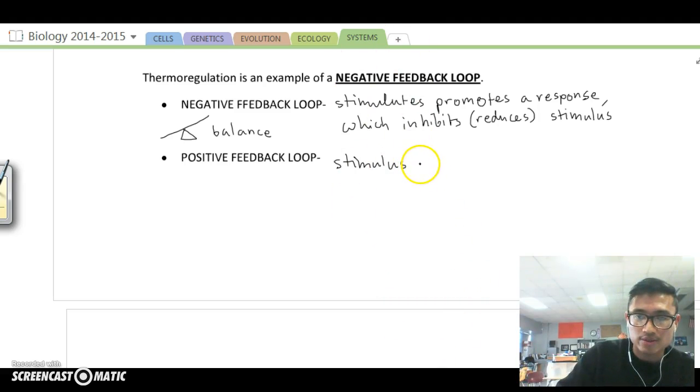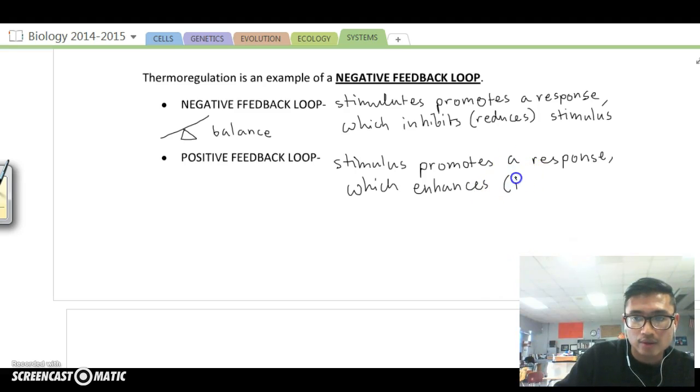So there's a stimulus, which then promotes a response. And that response, instead of inhibiting or trying to shut down that stimulus, it in fact enhances it. Okay. That's in a positive feedback loop.